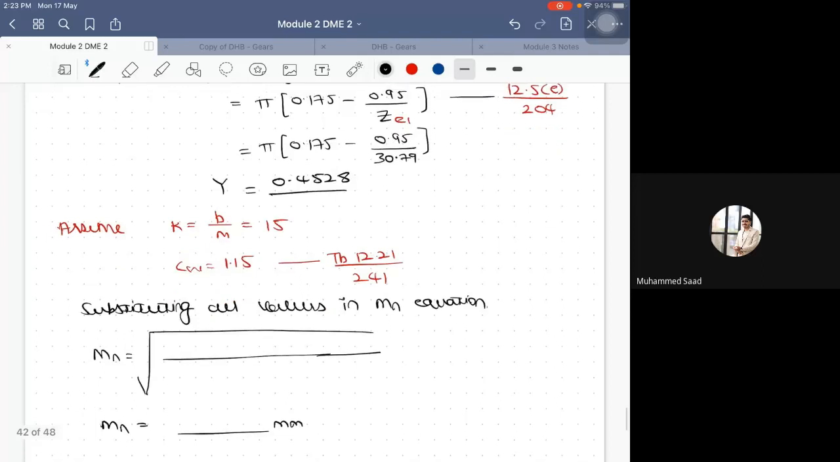Substituting all the values there. I have to write. So all the values there, just substitute and calculate the value of module. So it is 1989.74 cross 1.15 divided by 233.4 cross 0.5107 cross 15 cross 0.4535.